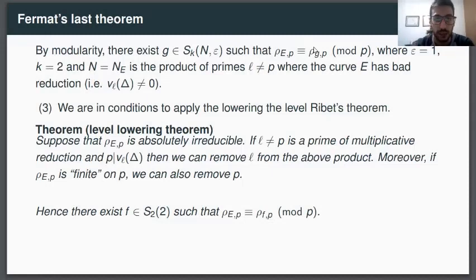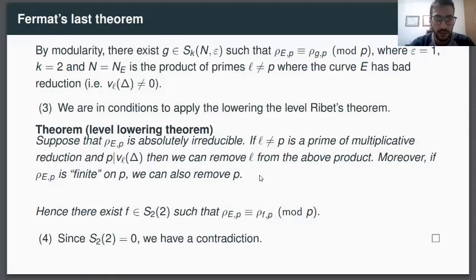if the representation is absolutely irreducible and l is a prime other than p, such that E has multiplicative reduction at l and p divides the l-valuation of the discriminant, then we can remove l from the level of the newform. And moreover, in this case, since the representation is finite at p, I don't want to say what this means, we can also remove p. So as a conclusion, we have that there exists a newform f of weight 2 and level 2, such that its representation is isomorphic to the representation of the elliptic curve.